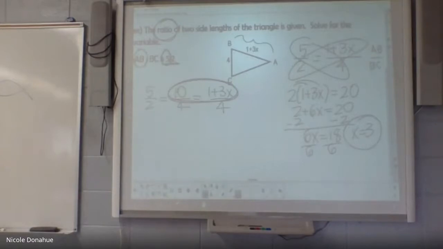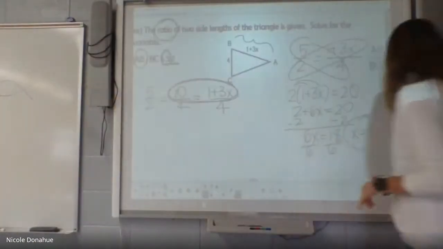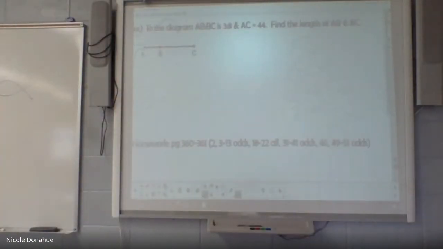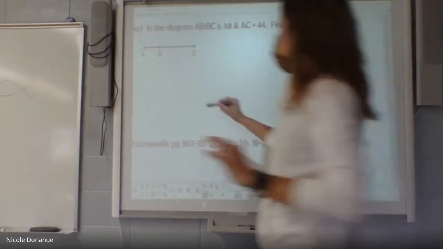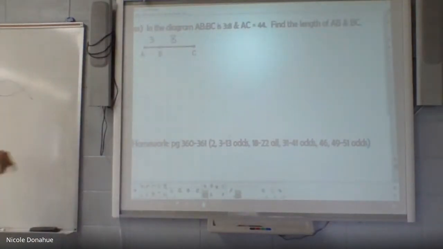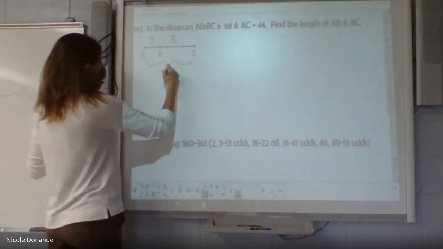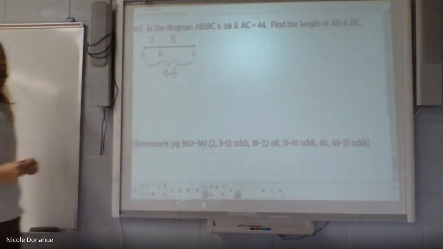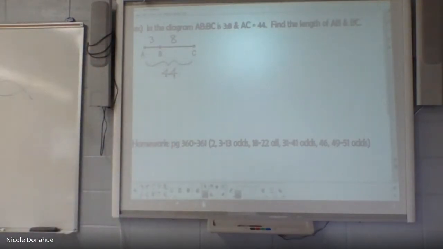All right, last one here. It says the diagram, the ratio of AB to BC is 3 to 8. So this is 3 and this is 8. AC equals 44. Find the length of each of those. Obviously, they don't equal 3 and 8, because 3 plus 8 does not equal 44.